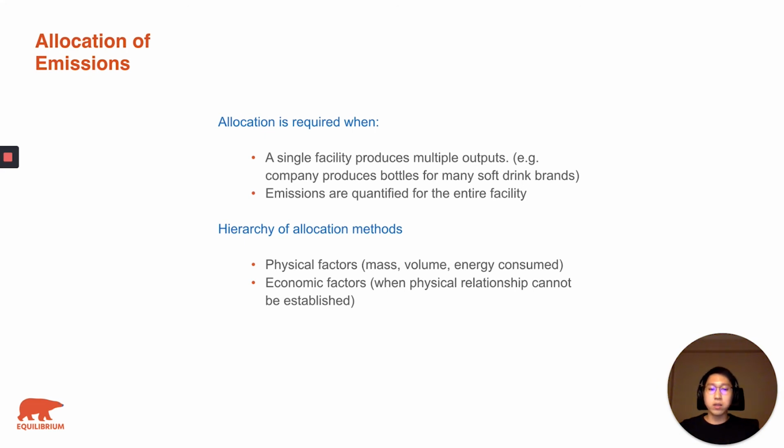A hierarchy exists for the various allocation methods, and as a rule of thumb, physical factors should always be considered first. These include the mass or volume fractions of total output. If physical factors do not accurately represent the emissions, then economic factors should be applied, which entails using the economic value of a specific output as a fraction of the total economic value of outputs from a single facility.